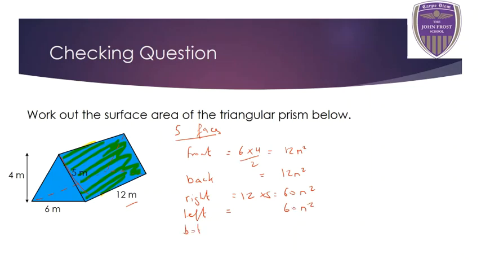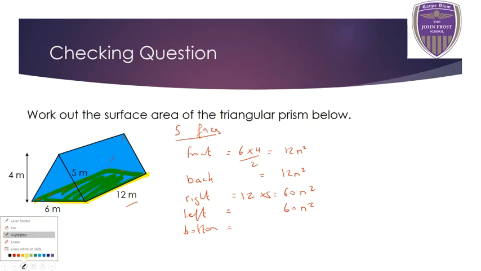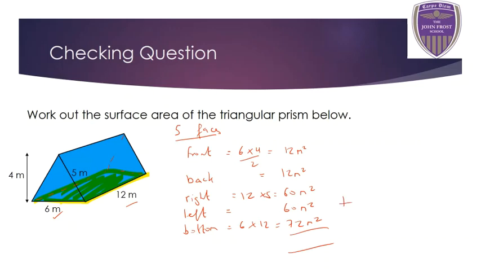All that's left now is the bottom. If I get rid of what I don't need with the eraser, there you go. The bottom, if I go over it in yellow, is here. And can we see? That is most certainly a rectangle. It's a 6 by 12 rectangle. So 6 times 12 is 72 meters squared. Let's add those up to finish off. So 12 add 12 add 60 add 60 add 72 gives me a very common number, 216 meters squared.